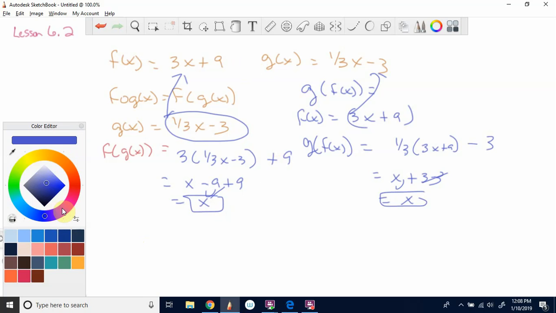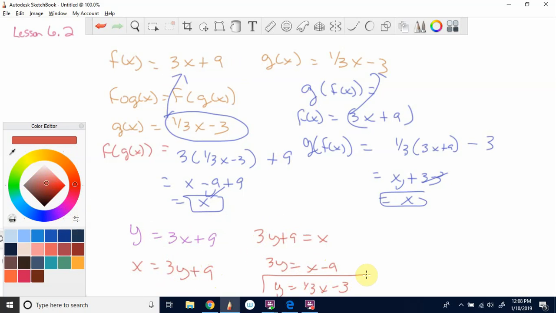And how can I prove that? What's another way of proving it? Well, I change this to y equals 3x plus 9. I swap and say x equals 3y plus 9. And then 3y plus 9 equals x. 3y equals x minus 9. y equals 1/3 x minus 3. Isn't that what that is? Yes. You're like, well, why couldn't you have just done that in the first place? Well, you could have some complicated thing and it's just easy. They just want you to know that when you do GOF, that's another way.